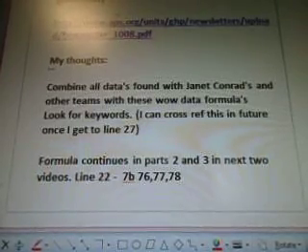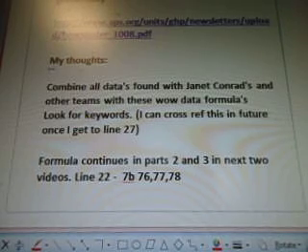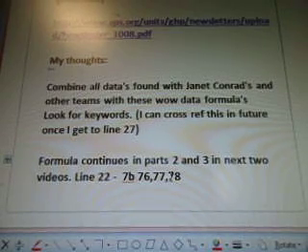Formula continues in parts 2 and 3 in the next two videos, lines 22, 7b, 76, 77, 78. Okay?